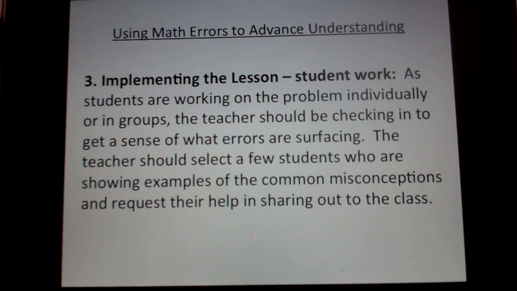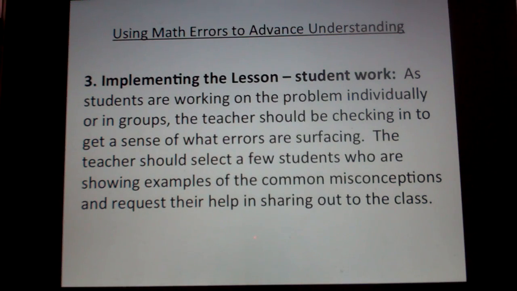So you're sending the students to work on these problems on their own, in pairs, in groups, whatever you want to do. Be sure as the teacher you're going around to the students, checking in, listening in, and looking at their work. You're getting a sense of what errors are actually surfacing. Are they the errors you expected? Is there a new error, a new misconception that you didn't expect, that you have to think about on the fly: what are they thinking that's causing them to come up with this wrong answer?